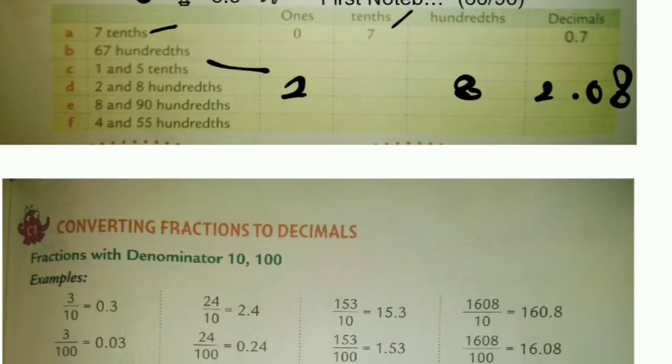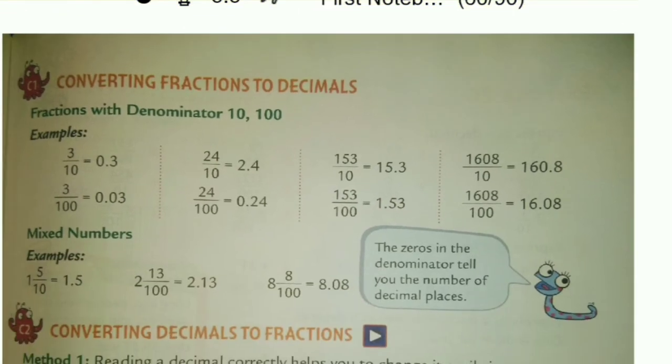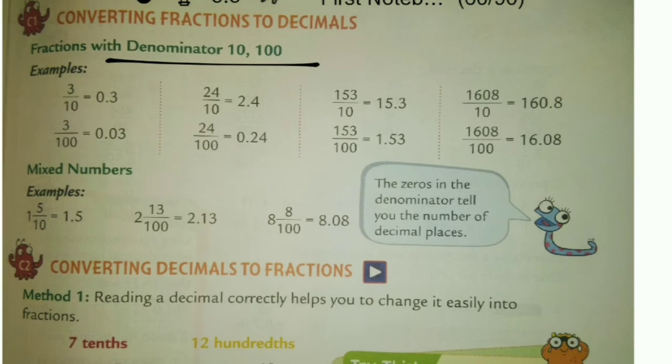Okay. Next, converting fractions to decimals. How to convert a fraction to a decimal? See, fractions with denominator 10 and 100. 10 means the 10th part and 100 means the 100th part. 3 upon 10 we can write 0.3. 24 upon 10, we can divide. See, 24 upon 10 means 20 and 4 parts. So in 20, the 2 will come in the whole number and 4 will come after decimal.